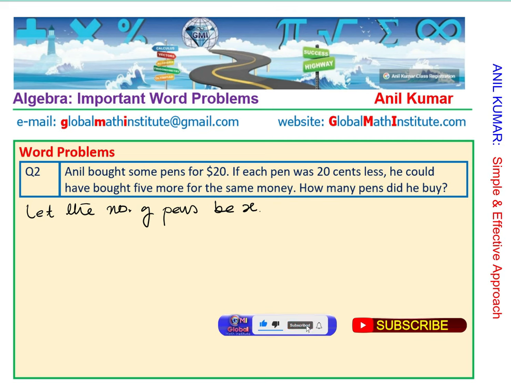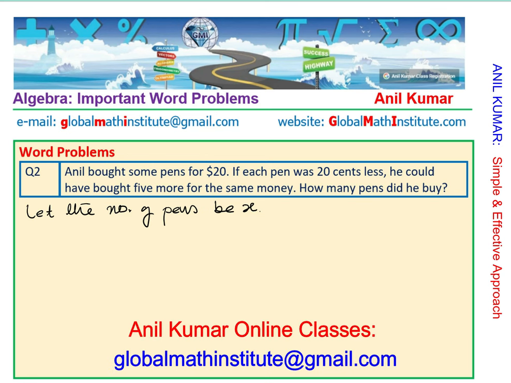So it says that 5 more could have been bought if the price difference was 20 cents, right? So basically, you can convert $20 to cents itself, multiplying by 100. So what he bought was 20 for some amount, for some X number of pens. So each will cost how much? Each will be 20 into 100, which is 2000 divided by X.